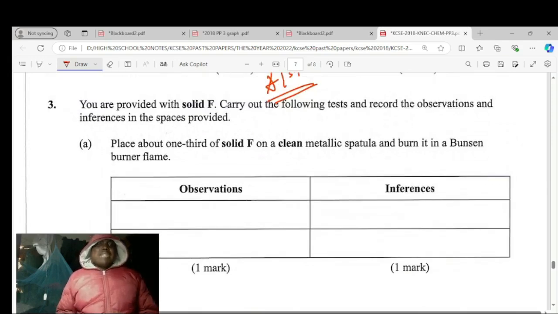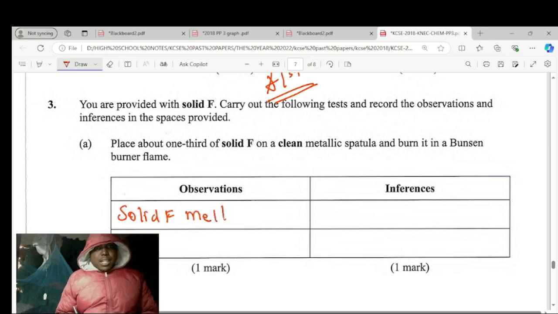So did the solid melt? Did it burn? Yes. With which flame? Blue or yellow? CO2. So this one, solid F, melts and burns with a yellow sooty flame. Yellow sooty flame, then it means unsaturated organic compound present.